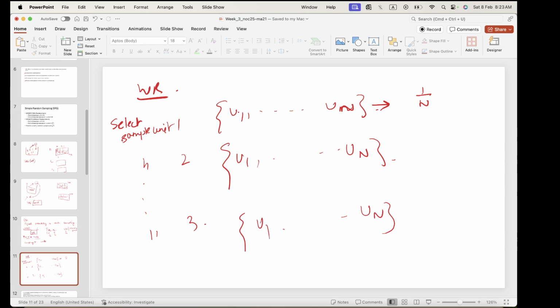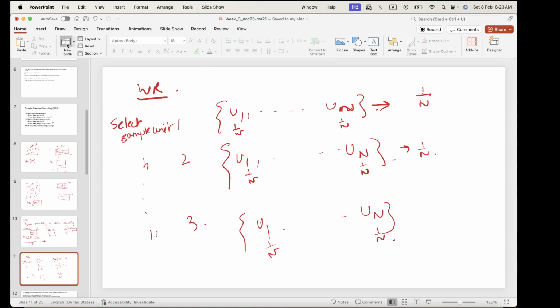So at each step, probability of selecting any of the units remains 1 by n. So if I select u1 at first, then it remains 1 by n. If I select u2 at the second step, then also probability remains 1 by n. So at each of these steps, each of the units would have 1 by n probability, because I am assigning equal probabilities.